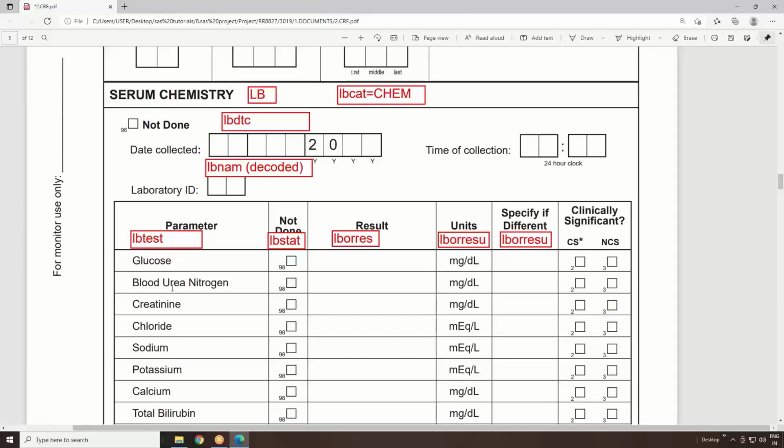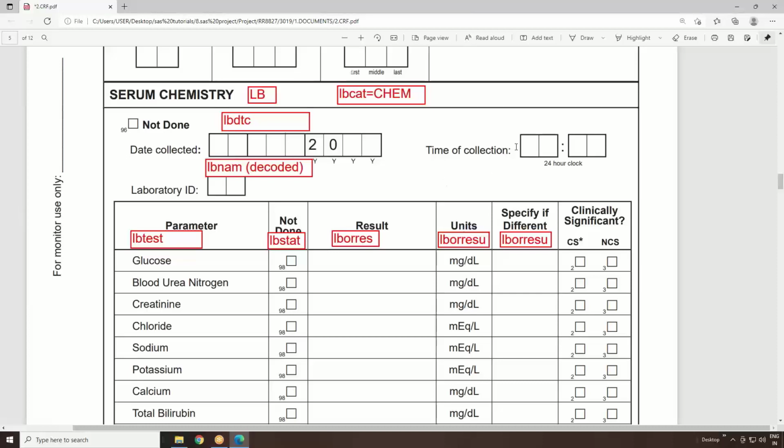The lab test is glucose or blood urea nitrogen, whatever it is, or creatinine or chloride, whatever it is, and you will get whether the test was done or not, what the results are, what the specific units are, and whether the particular lab test is clinically significant or non-clinically significant. Based on these variables, you will derive a few more variables in your data set, like reference ranges and SI units.